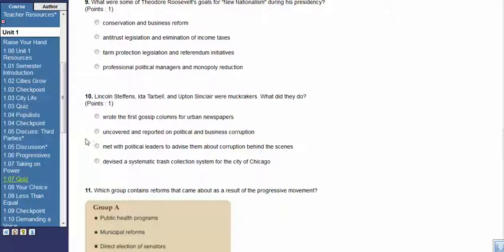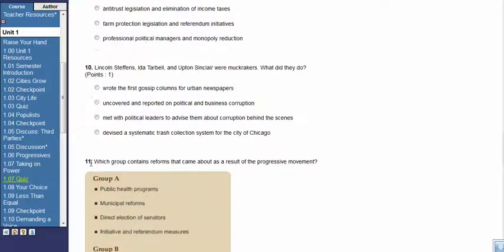Number 10, Lincoln Steffens, Ida Tarbell, and Upton Sinclair were muckrakers. What did they do? They wrote the first gossip columns for urban newspapers, uncovered and reported on political and business corruption, met with political leaders to advise them about corruption behind the scenes, or the last option, devised a systematic trash collection system for the city of Chicago.